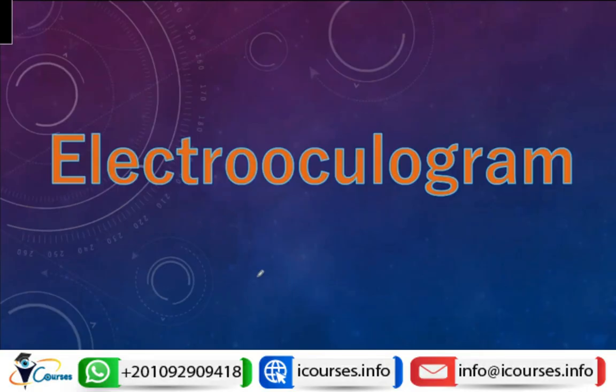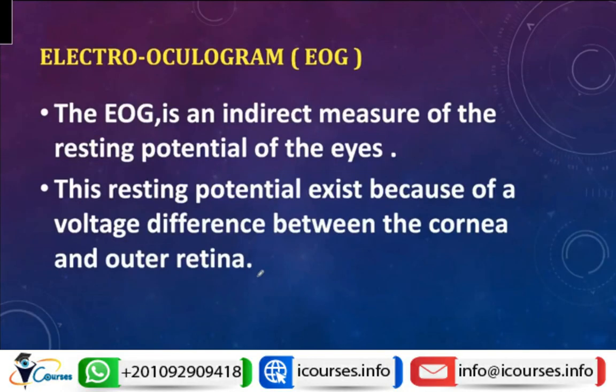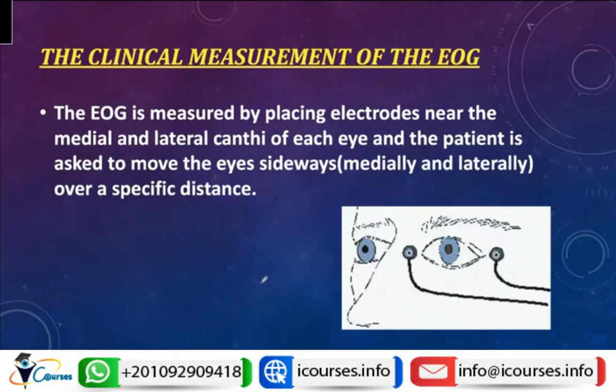The second electrophysiological study here is called the electrooculogram. The electrooculogram is a measure of the resting potential of the eye. The resting potential is the difference in the voltage between the cornea and the outer retina. So this device basically records the difference in electrical potential between the cornea and the outer retina, specifically at the retinal pigment epithelium.